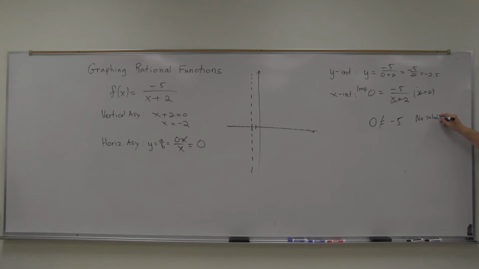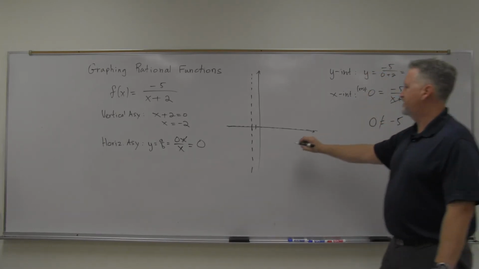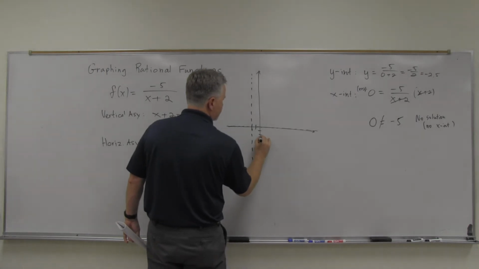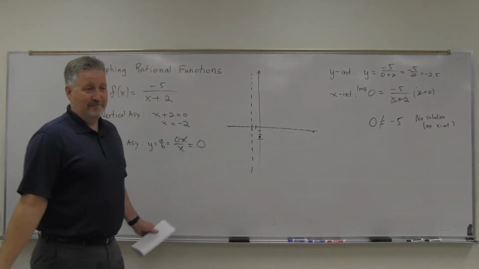So what does that mean as far as x-intercept? There's no x-intercept. It's not going to cross the x-axis in this case. That's where the horizontal asymptote is at 0. We'll talk about crossing the horizontal asymptote here in a second. All right, so there's no x-intercept. The y-intercept's negative 2.5. So we've just got 1 point.